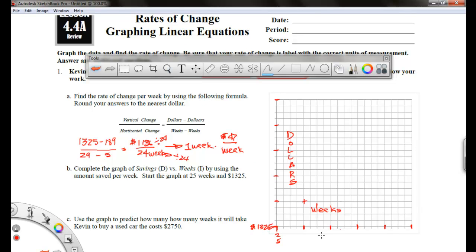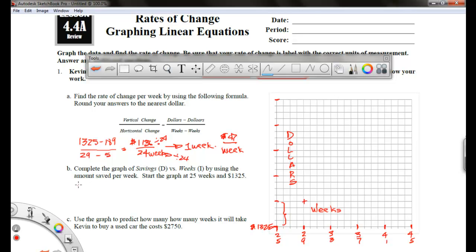Okay, so now my graph's kind of laid out. So I'm going to go 4, 25 plus 4 will give me 29. Add 4 more will give me 33. Add 4 more will give me 37. Add 4 more will give me 41. And then add 4 more will give me 45. So 45 weeks.